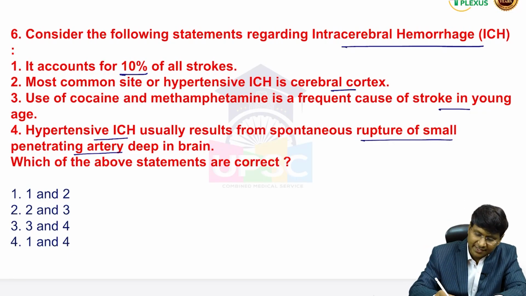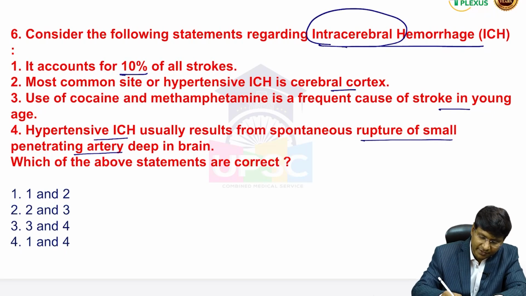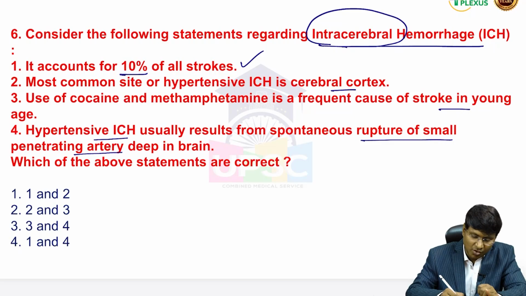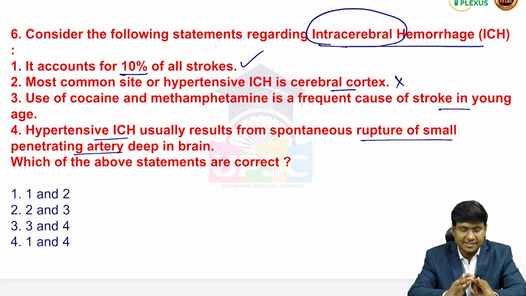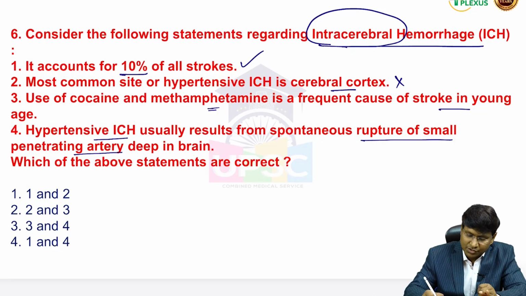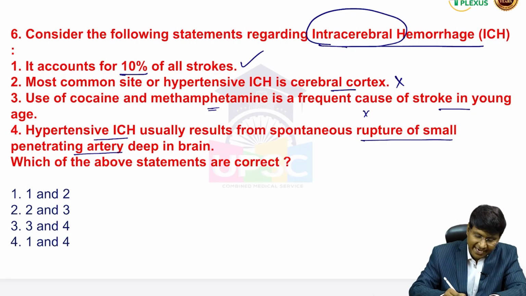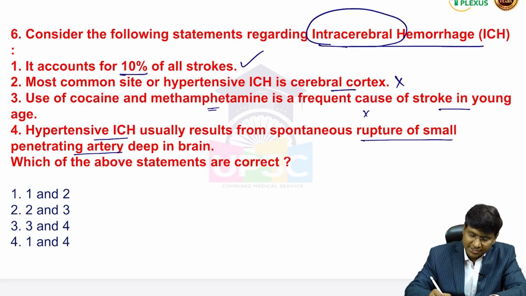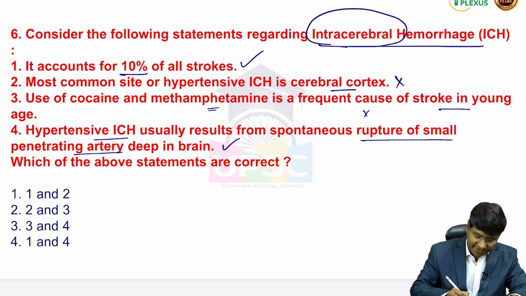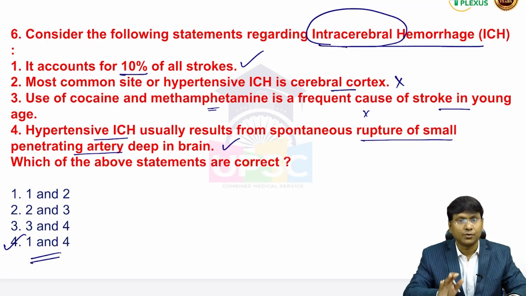Now, intracerebral hemorrhage accounts for 10% of all strokes, that is correct. Most common site of hypertensive intracerebral hemorrhage is the cerebral cortex, that is a wrong statement. Use of cocaine and methamphetamine is a frequent cause of stroke in young age, that is also a wrong statement. And hypertensive intracerebral hemorrhage usually results from spontaneous rupture of small penetrating artery deep in the brain, that is also a correct statement. So the correct statements here are 1 as well as 4.